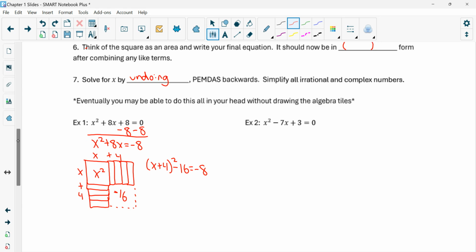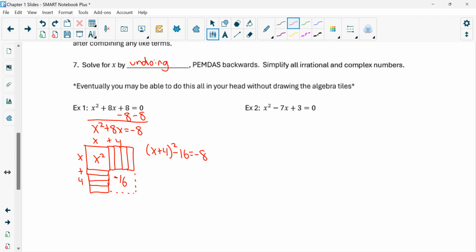And if you have any irrational numbers or complex numbers, you would need to simplify them as well. So in this case, this wasn't factorable, so we're going to get an irrational number when we go and solve this, which is fine. So here we're going to add 16. Sixteen minus 8 is 8. All right. Now we can undo that square by square rooting.